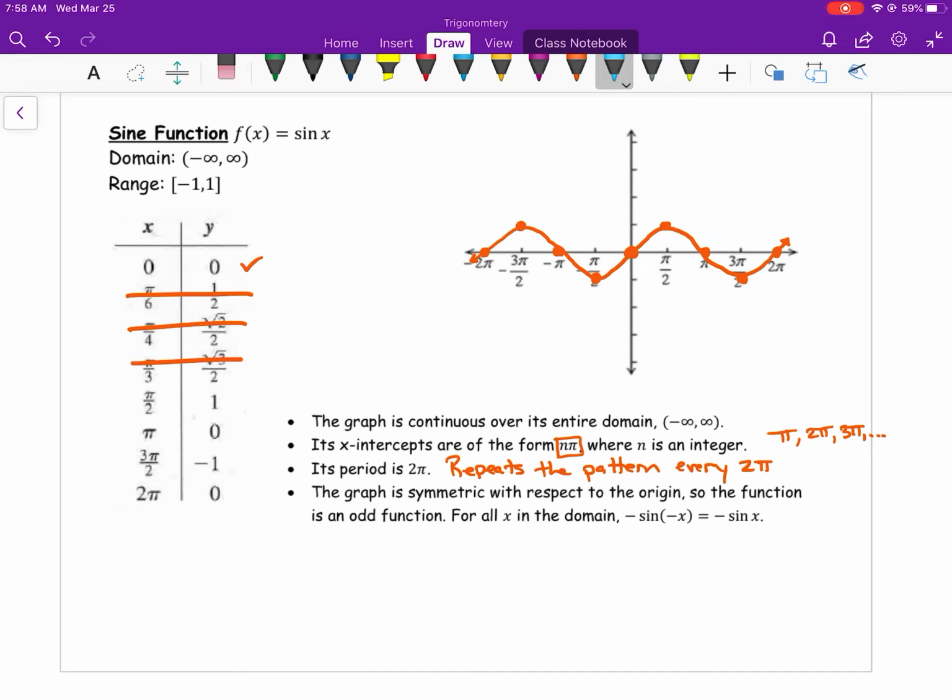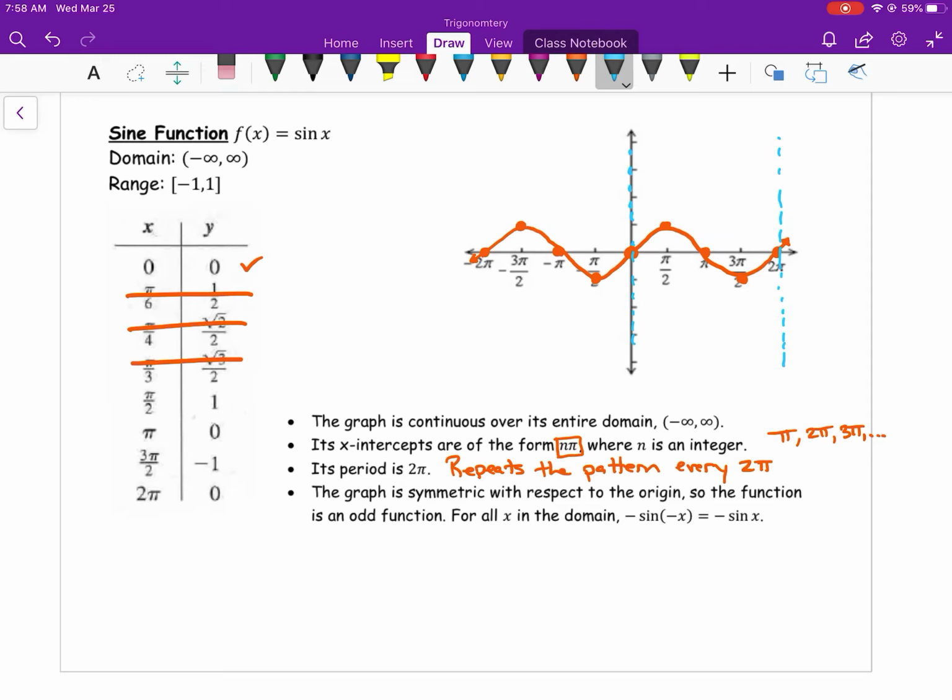Switch to blue to illustrate that. This dotted line area is the area that will repeat itself. If you just copy and paste and flip, that pattern will repeat forever along the length of the graph. It's symmetric to the origin, as you can see from what we did on the left-hand side of the y-axis. So that's sine. That's what it looks like.